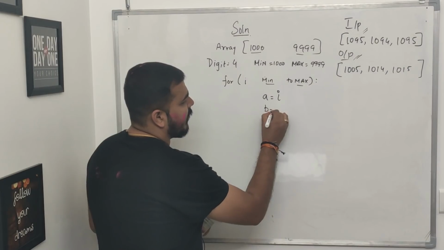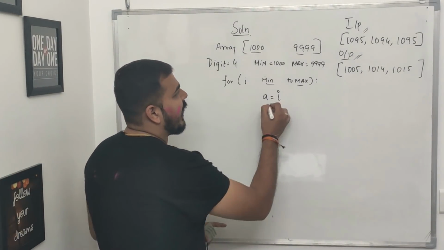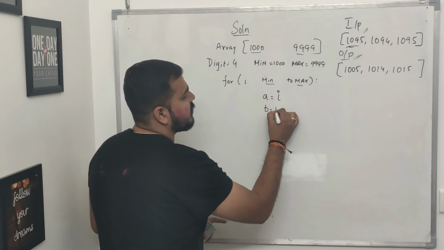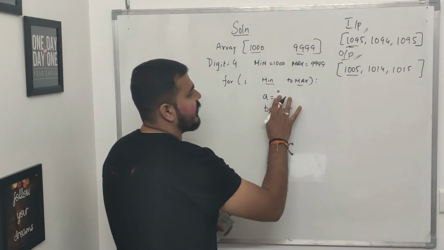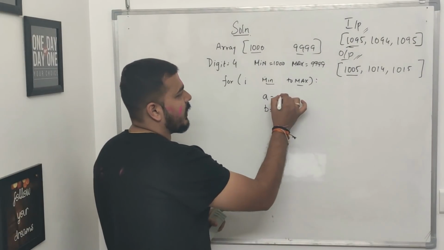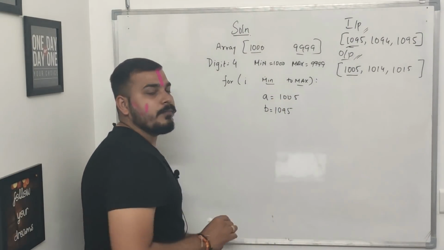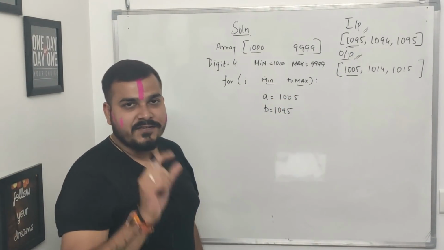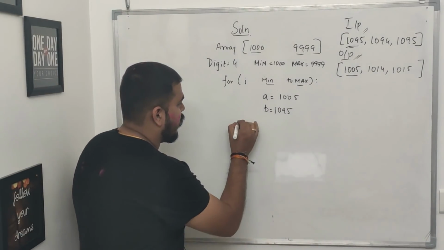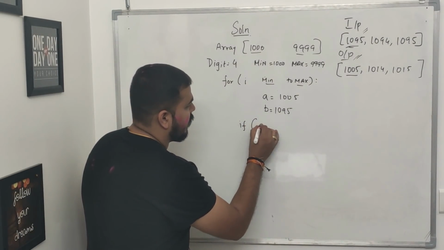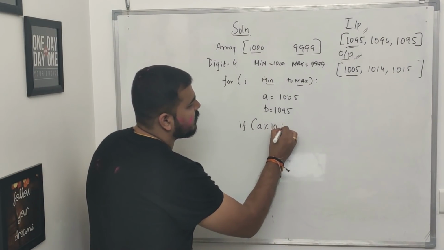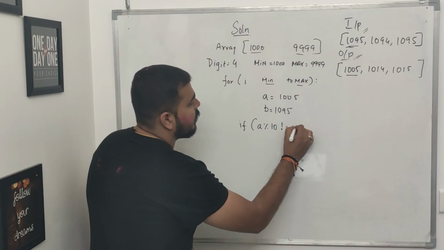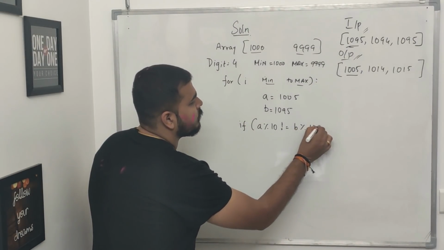Then my second variable I'll be creating is b, which will actually be my input. So suppose this is my input, and suppose for this particular input this is the output that I'm getting. Let me say that after 5 iterations I've got 1005. Now when I have these two values, the first condition we are going to apply is: if a modulus 10 is not equal to b modulus 10.